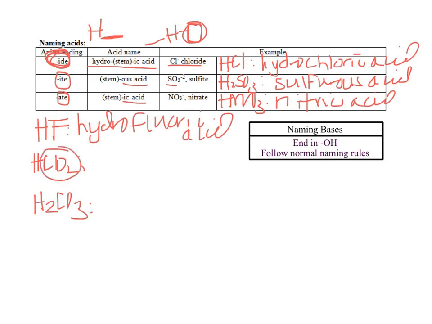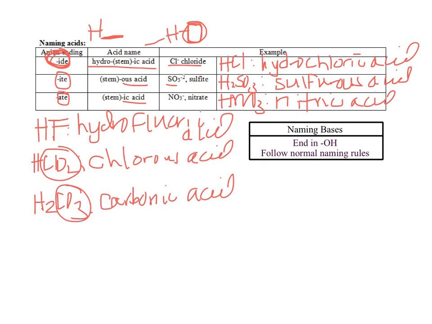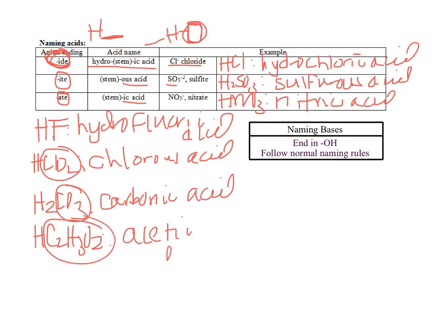HClO2, that polyatomic group is called chlorite. So "ite" goes to "ous," that would be chlorous acid. And then the next one, that's carbonate, so this becomes carbonic acid. And let me just throw this one in there, HC2H3O2. It always looks intimidating because there are so many elements going on, but that group is called acetate, and so it's also known as acetic acid. Common name is vinegar.